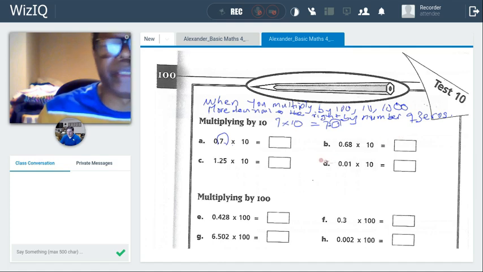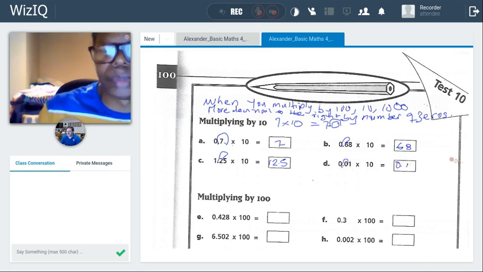So let's take this one. The decimal point is here, and the number of zeros is 1. We just need to move this to there. So therefore, the answer is going to be 6.8. The same here. We move to there, which means it's going to be 12.5. In this one here, we are moving to there. So it's going to be 0.1.